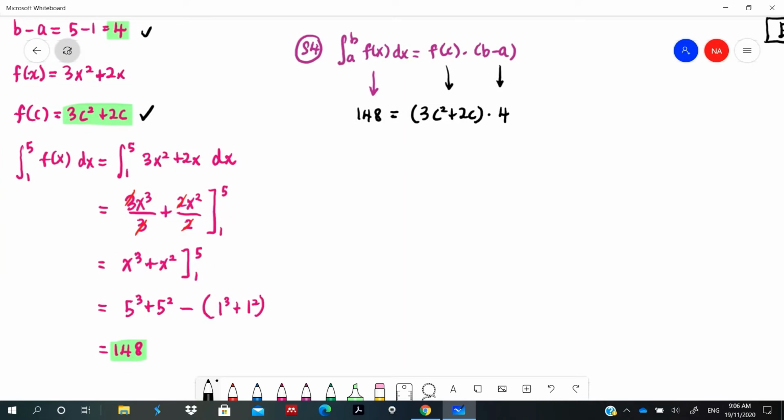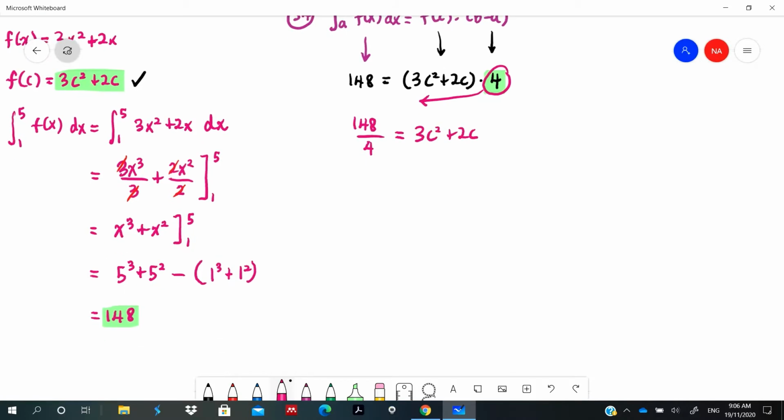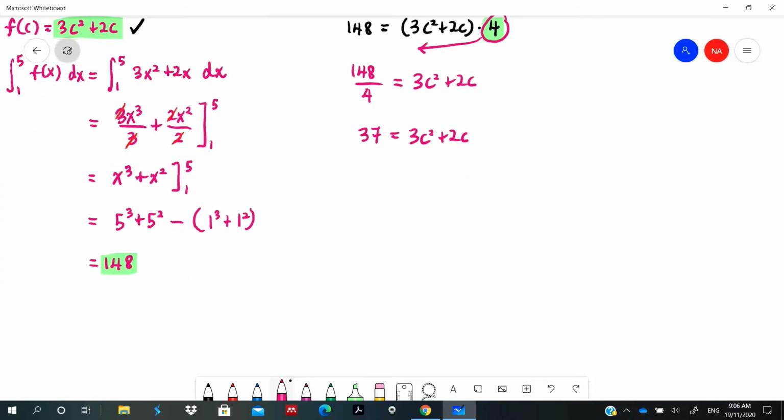So now the intention is to find the value of c. So we have to move the 4 to the left side, so we have to divide by 4. It will be something like 148 divided by 4 is given by 3c squared plus 2c. That 148 divided by 4 will give us 37. So 37 is actually 3c squared plus 2c. Rearranging this, I'll get 3c squared plus 2c minus 37 equal to 0.